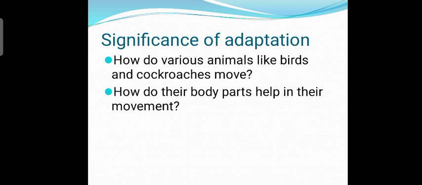So students, we already know that animals move in different ways. Birds fly, walk and hop. Cockroach walk, jump and fly. The legs of birds help birds to walk and hop. The wings of the birds help them to fly. The three pairs of jointed legs help cockroach to walk and jump. A pair of wings helps them to fly. So we can see here that all the animals are showing different type of movements, and different type of body parts are involved in this kind of movements.